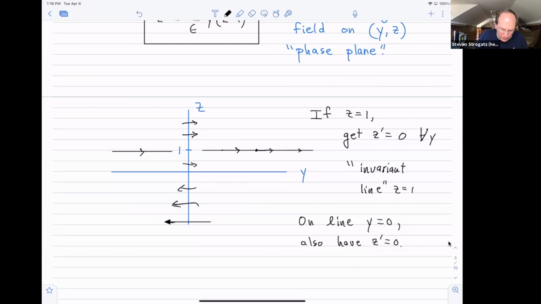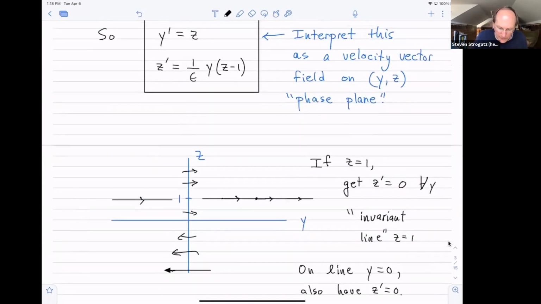Now, other things we could observe: let's look at this first equation. It says y prime is z. So if z is 0, meaning we're on the y-axis, then our vectors have y prime equals 0, meaning they're vertical. So we have vectors like this on the y-axis. I think I did that right.